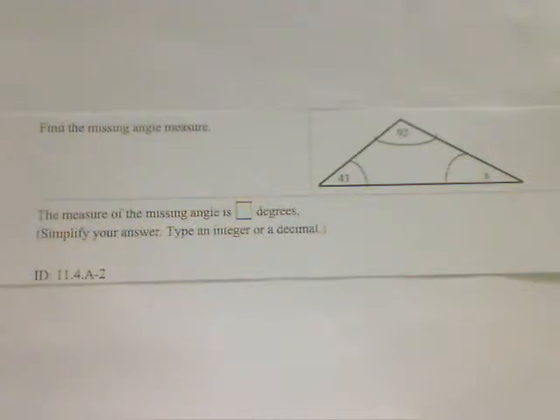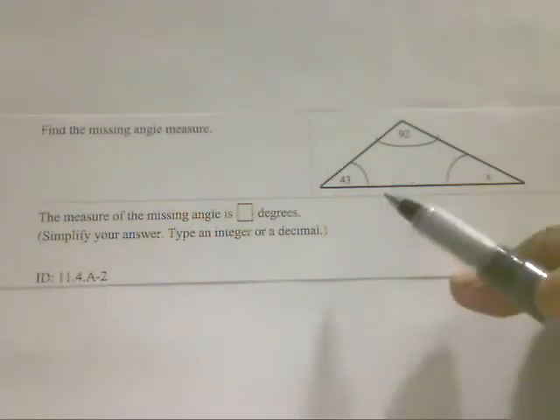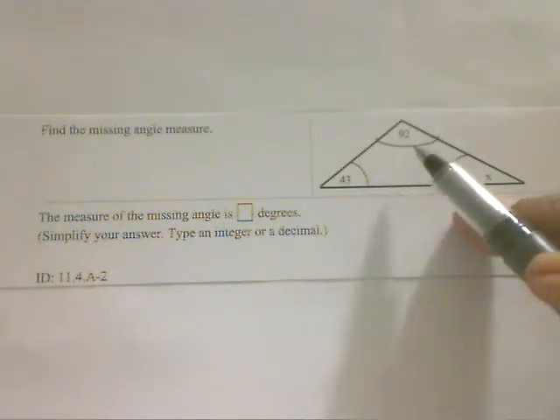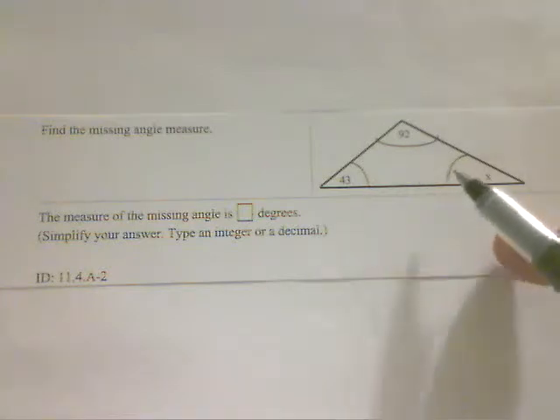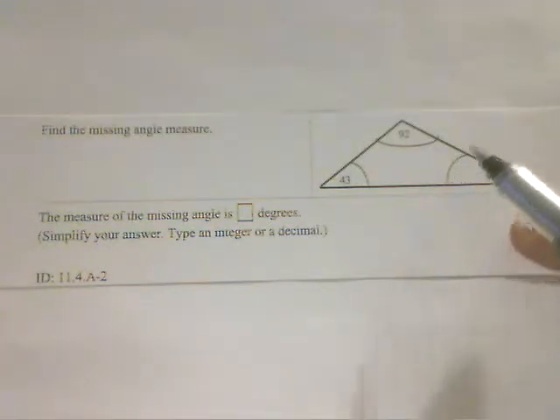Okay, we'll look at some of the homework problems in section 11.4, which deals with more things on angles. In this first one, we want to find the missing angle measure. In this case, you have a triangle. One of the angles is 43 degrees and the other one is 92 degrees. In a triangle, the sum of all the angle measures in any triangle is 180 degrees.